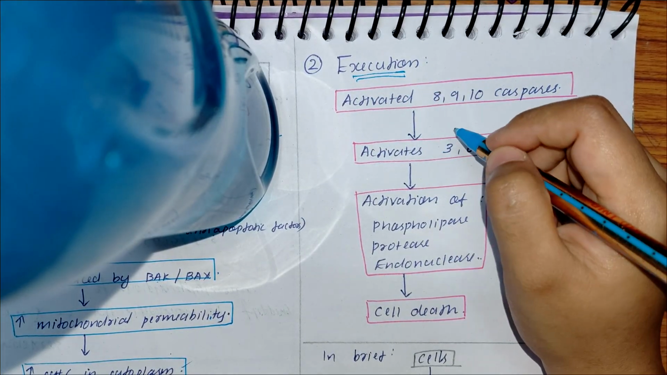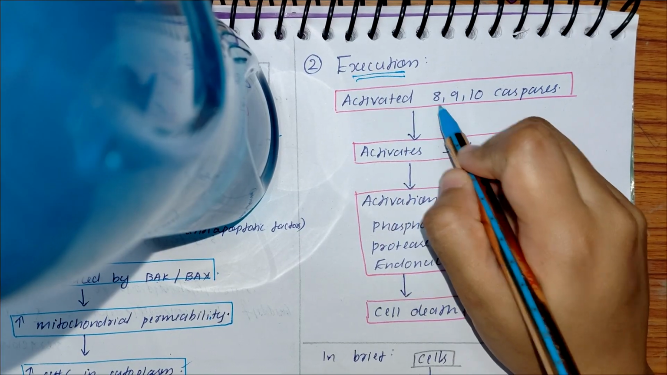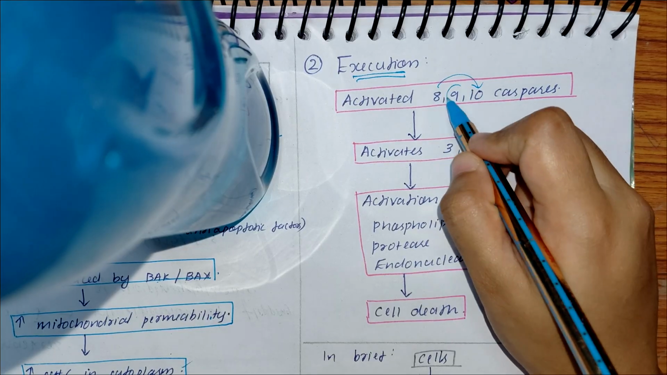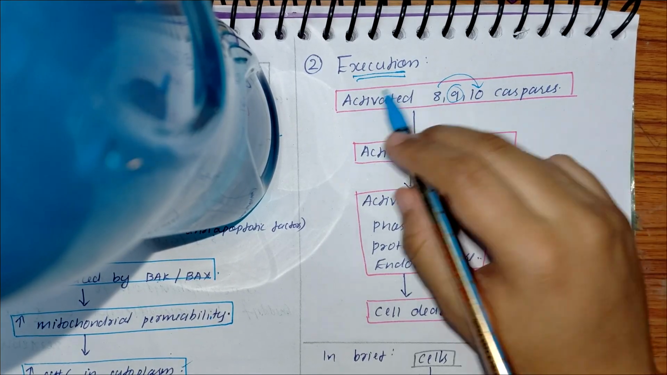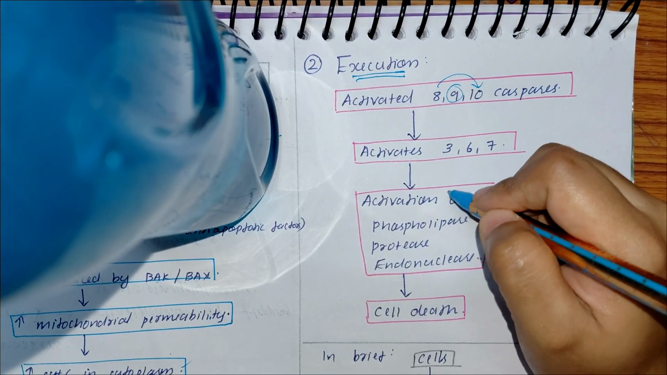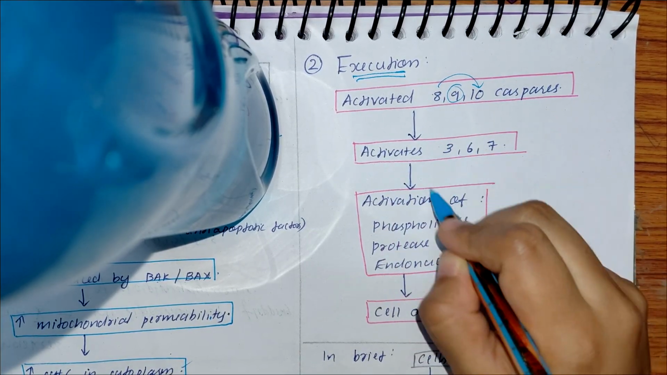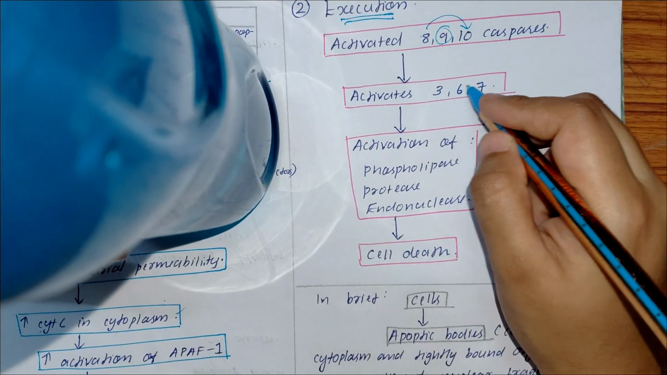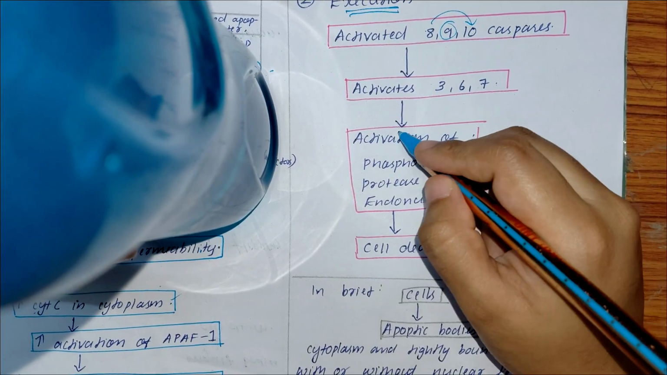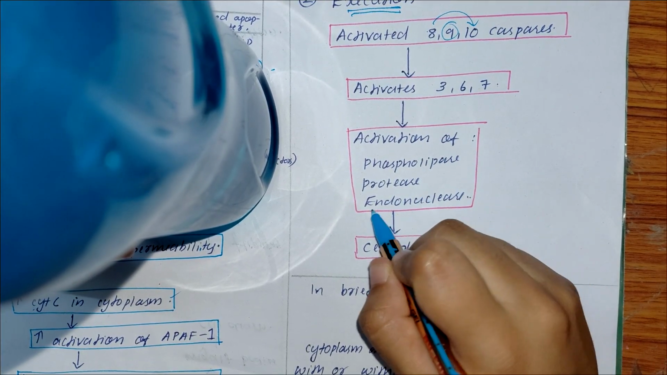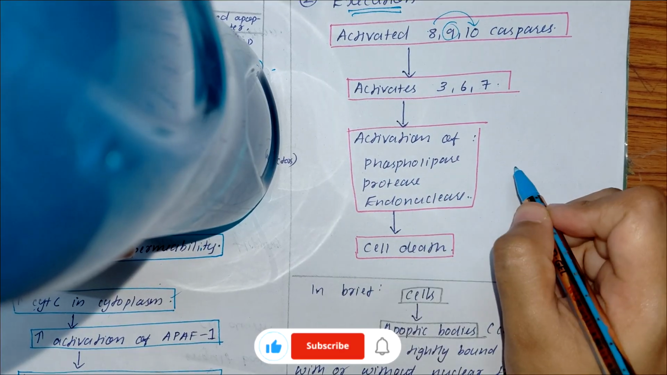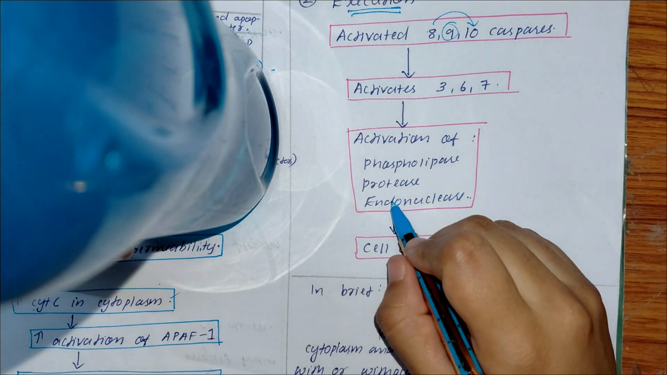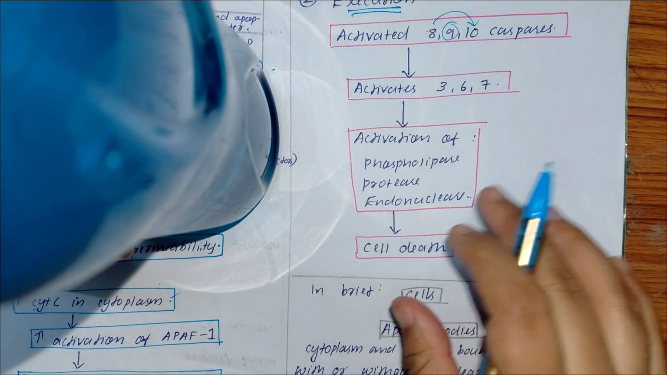Okay. Now let's learn about our second phase, that is the execution phase. What is happening in the execution phase? Now we have the activated caspases 8 and 10. From where did we get them activated? The extrinsic pathway. Caspase 9 just now got activated by the intrinsic pathway. Now we have all three activated caspases, which in turn activate caspases 3, 6, 7, which are the execution caspases, right? And these in turn help in the activation of phospholipase, protease and endonuclease, PPE. You remember, right? Phospholipase leads to membrane damage, protease to cytoskeleton damage and endonuclease to DNA fragmentation. So it's leading to cell death.